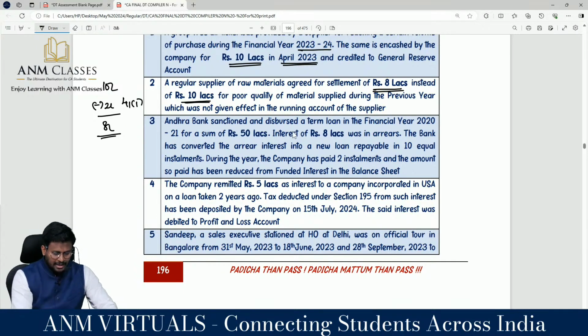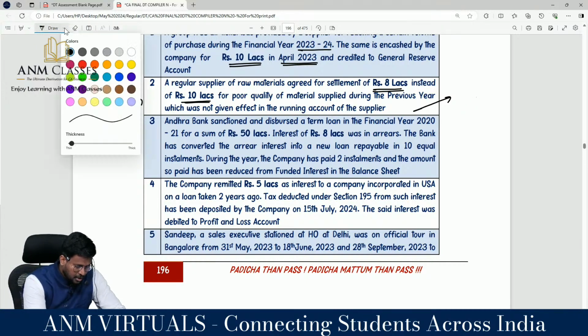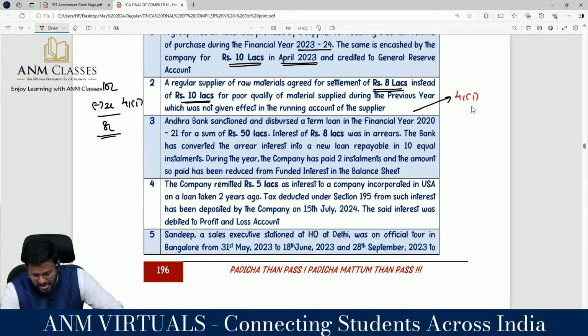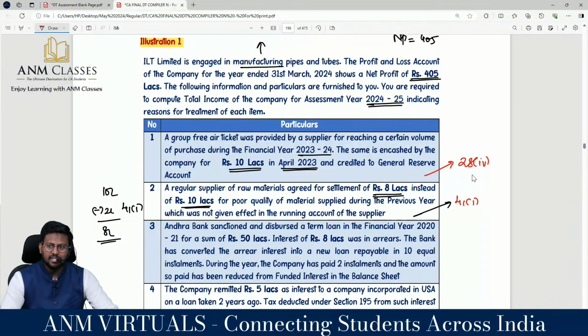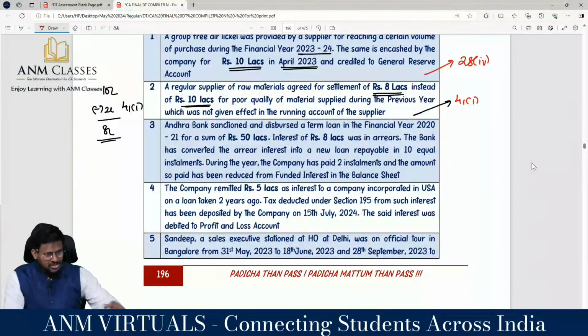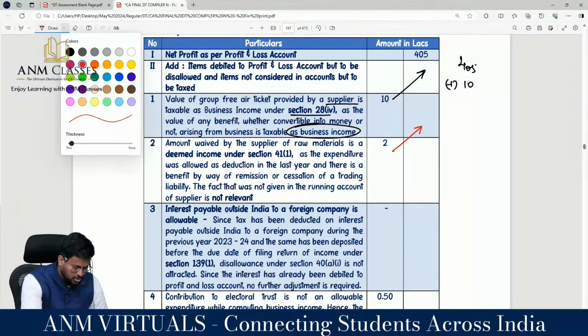A regular supplier of raw material agreed for settlement of 8 lakh instead of rupees 10 lakh for poor quality of material supplied during the previous year, which was not given effect in the running account of the supplier. That means for this, section 41 subsection 1, remission or cessation of trading liability. This is not 28 clause 4, any gift or perquisite received on account of business or profession. So this 2 lakh should be added to the net profit because this is a remission or cessation of trading liability. Shall I proceed?